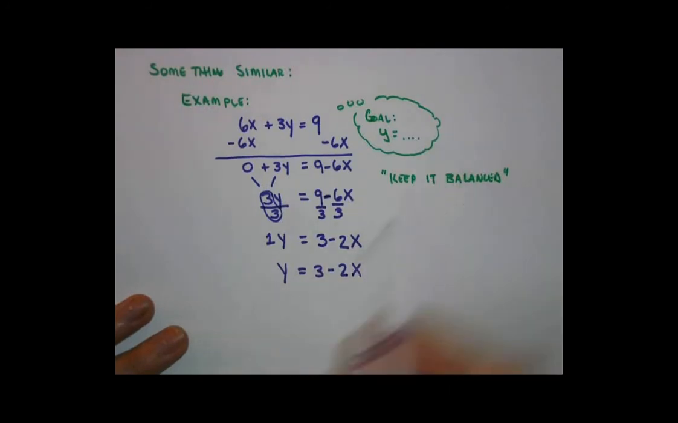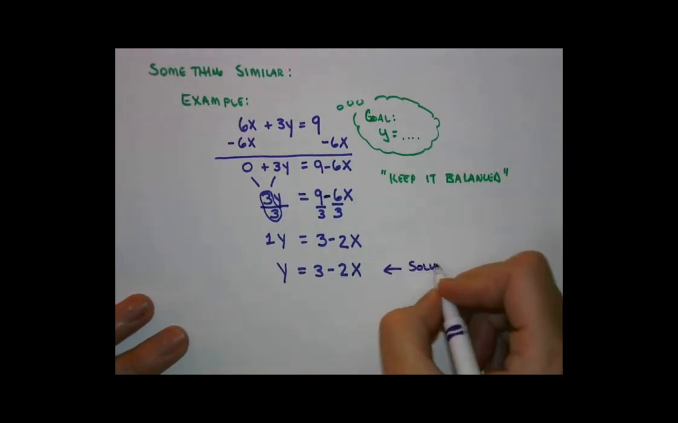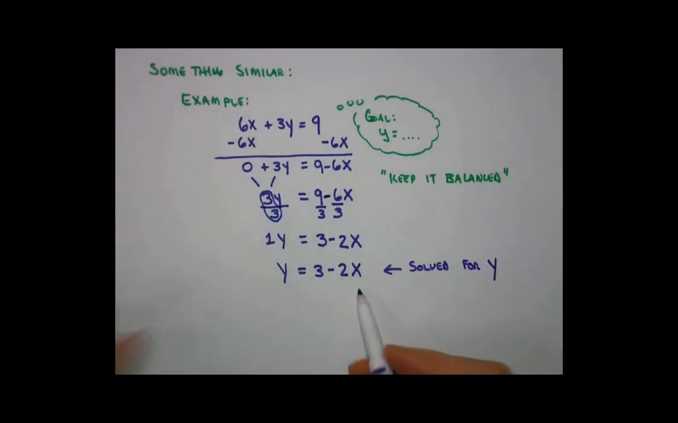I've met my goal. My goal was to have y all by itself on one side of the equation and some stuff on the other side. So I have now solved this equation for y. Now notice that I still have an x in this equation, and that's okay. Solving for y doesn't necessarily mean that you get y equals a single number. It just means that you rearrange the equation so that y is all by itself here.